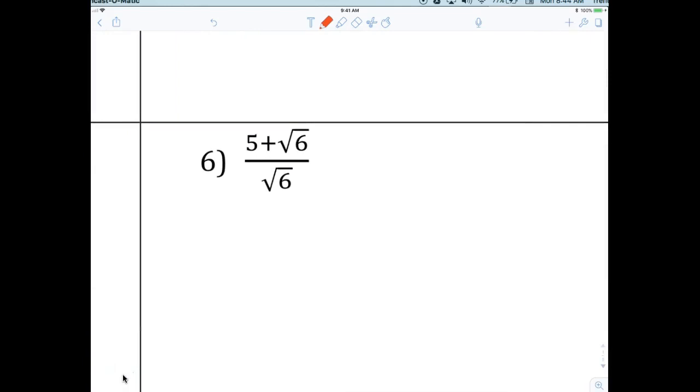Would the top row be 5 radical 6 plus 6? Yes, that's correct. 5 radical 6 plus 6. You said it right, because you're distributing.